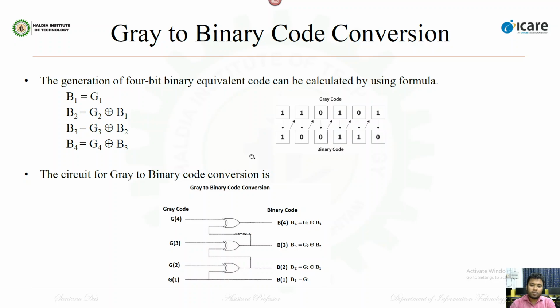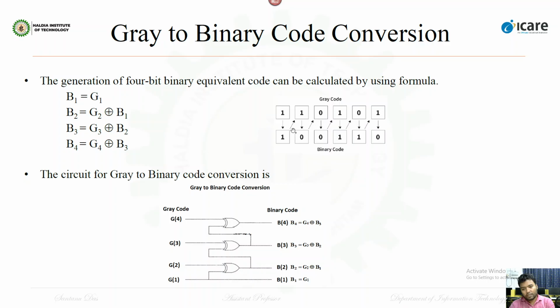This is a little bit different from the binary to gray one. Here the rule is the MSB bit is going to be as it is and the result will be XORed with the next gray code bit. So this is the formula. You can see that the first bit is as it is, then the result is going to be XORed with the next bit.